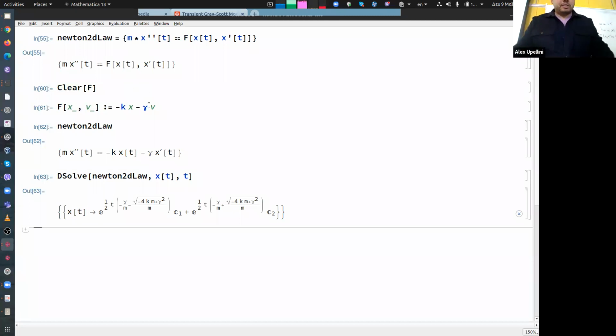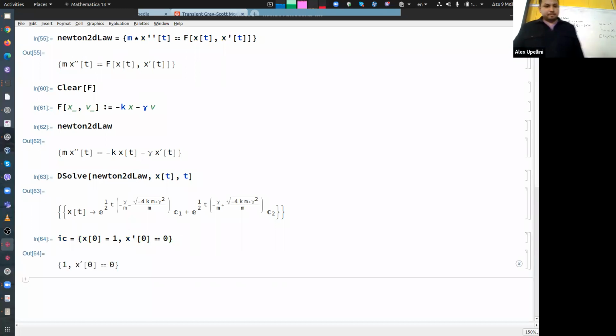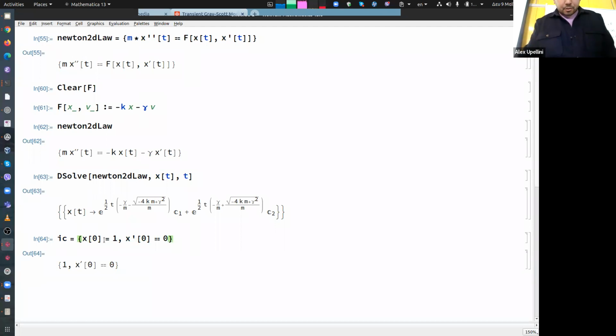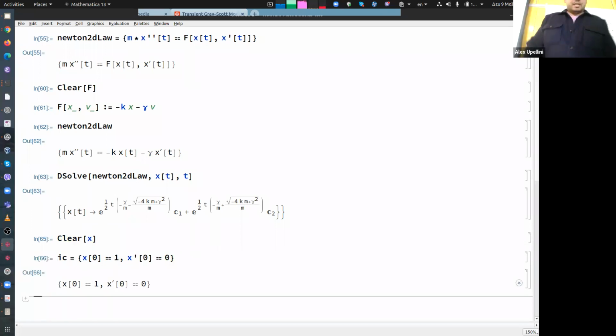Okay, if I want to add some initial conditions, I say x at 0 is, I don't know, 1. x prime at 0 might be, for example, 0 if it has no initial speed. So those are my initial conditions. Here is a double equal sign, so be careful.